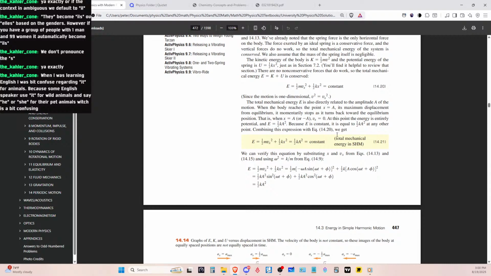When I was learning English, I was a bit confused regarding it for animals, because some English speakers use it for wild animals and say he or she for their pets. Yeah, which is confusing. I get that. I think it's because for pets, they consider them part of the family. That's why they use masculine and feminine pronouns for their pets.